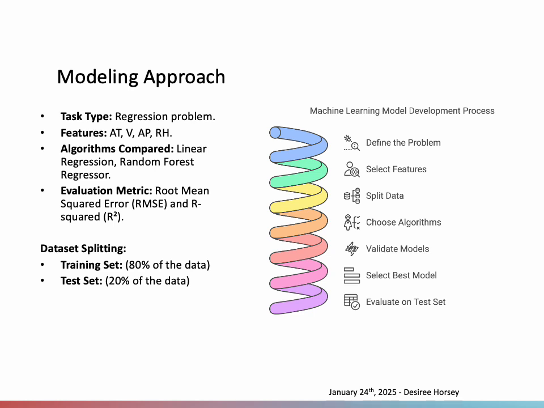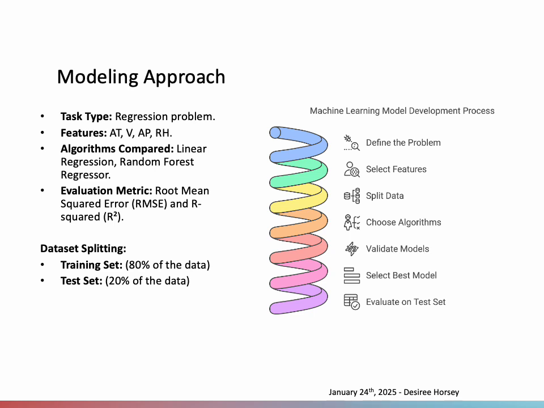Then we have the exhaust vacuum. This reflects the effectiveness of the cooling system. Next, we have the ambient pressure. It determines the air density available for combustion. And then we have relative humidity, which influences the air-fuel mixture's density and combustion properties. So these features are critical as they influence power plant performance.